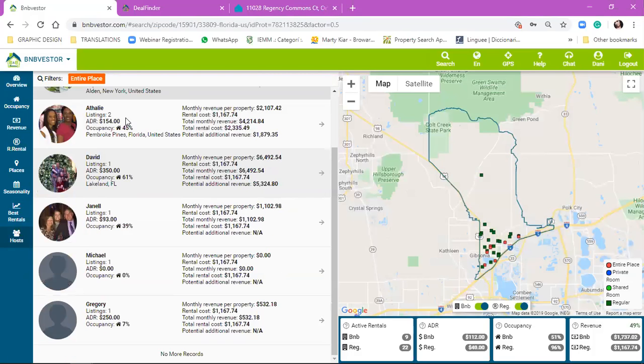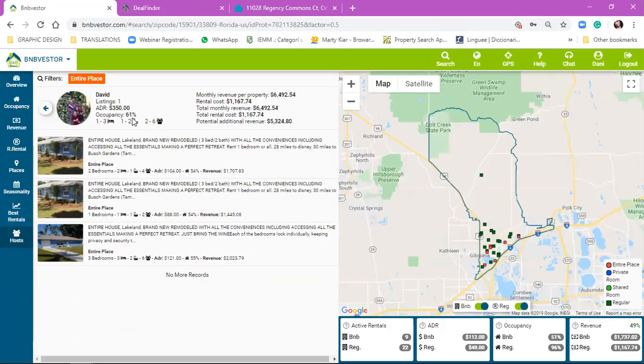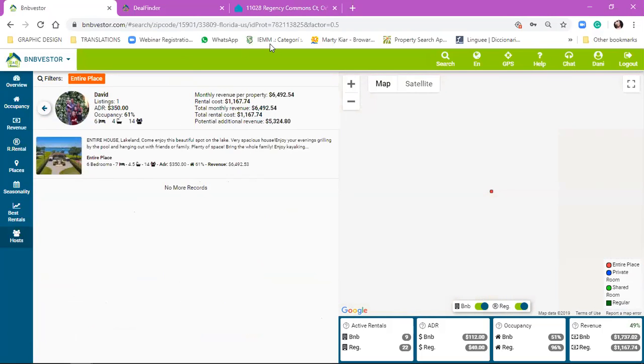Okay, Lakeland. This is one of the places where you wanted this zip code, right? So over here we have David. He has 1 listing. Of course, remember that the ADR always depends on the theme of the place or your listing. For example, if it's cozy or if it's natural. For example, you have it full of plants. So the theme goes hand in hand with the ADR.